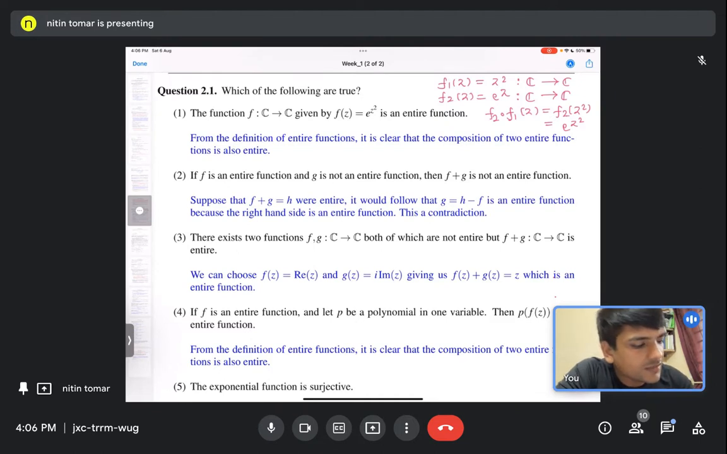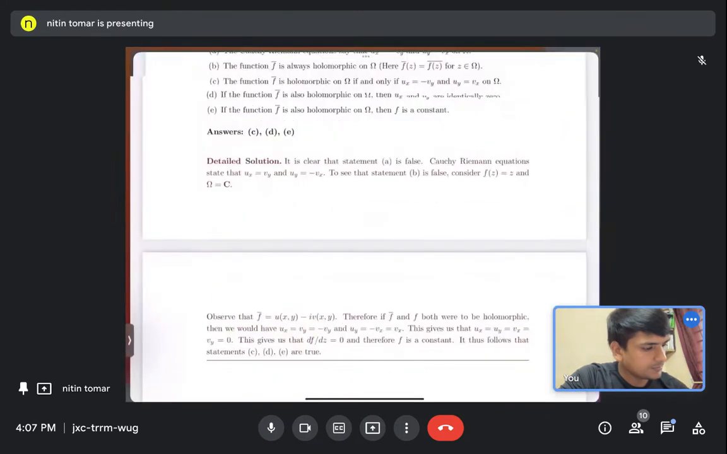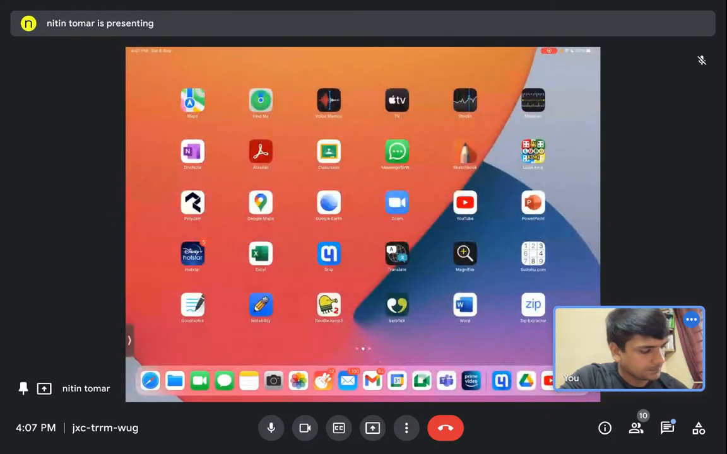Then the second question is: if f is an entire function and g is not an entire function, then f plus g is not an entire function. Think of it like this: if f and g are both entire functions, we know that the sum is an entire function. So this question asks, what if one of them is not an entire function? The answer is that the sum won't be an entire function. Why?